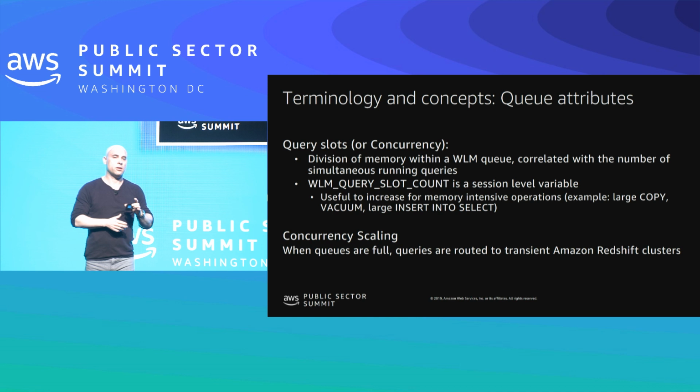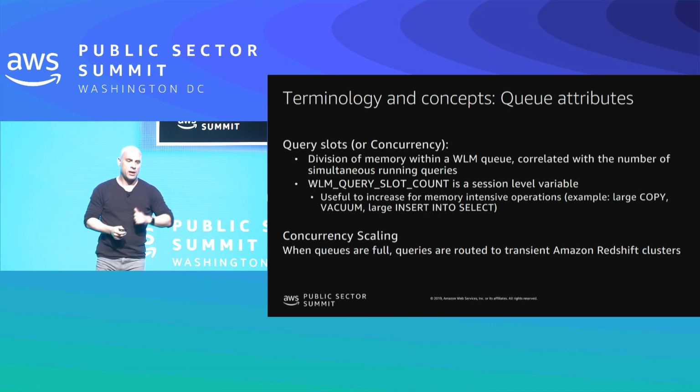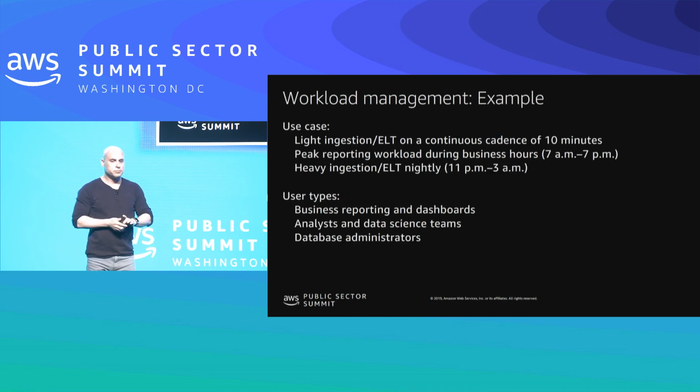Concurrency scaling was a feature that we recently released at the end of March, and what it does is, if a queue is full, we can spin up additional Redshift clusters and send the queries over to those additional clusters and leverage the backup. I'll talk about that quite a bit more in depth in a few slides.